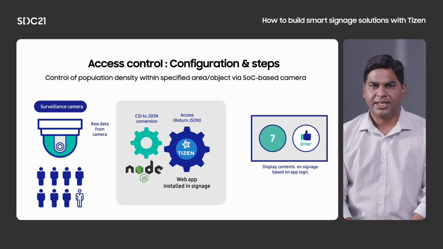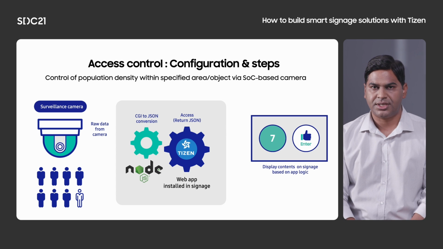Crowd management or access control has been one of the most in-demand and useful solutions in recent months. Remarkably, Tizen APIs for business make it possible to implement such a solution without a PC. You can develop a cost-effective and easy-to-configure crowd management solution just by using the computing power of the Tizen screen along with a system on a chip, or SoC, camera. It's easy to manage population density within enclosed areas using this innovative solution.